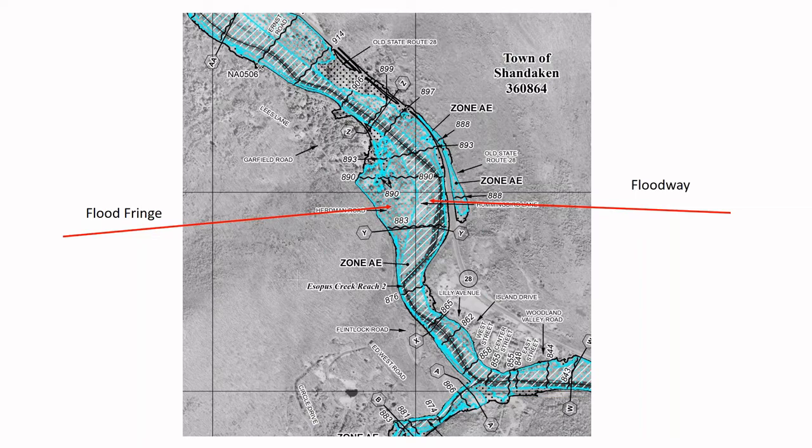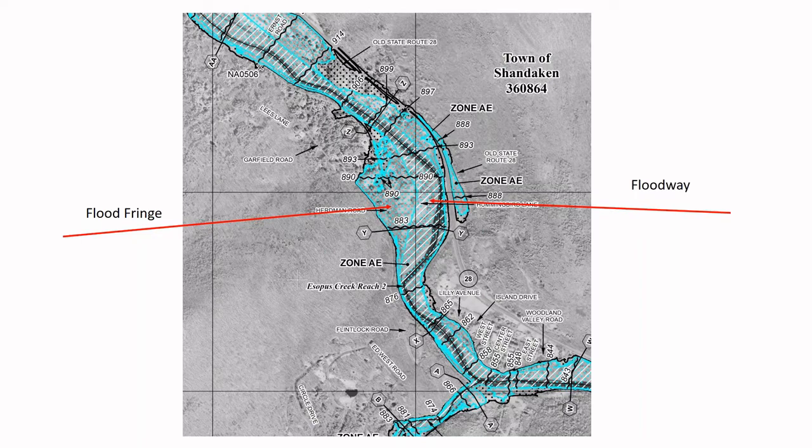In this area, there are still regulations that must be adhered to, such as elevating or floodproofing structures, but new development and building can occur more easily than in the floodway. Both these spaces together make up the Special Flood Hazard Area.